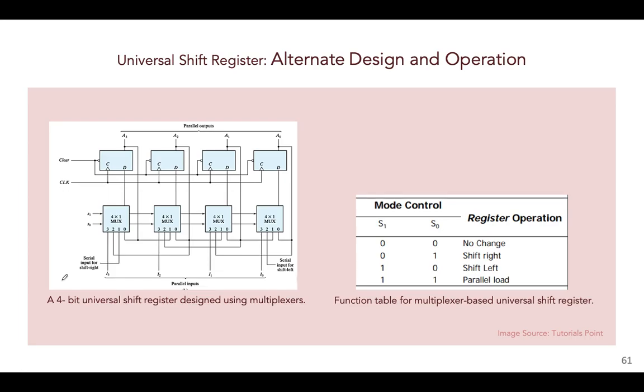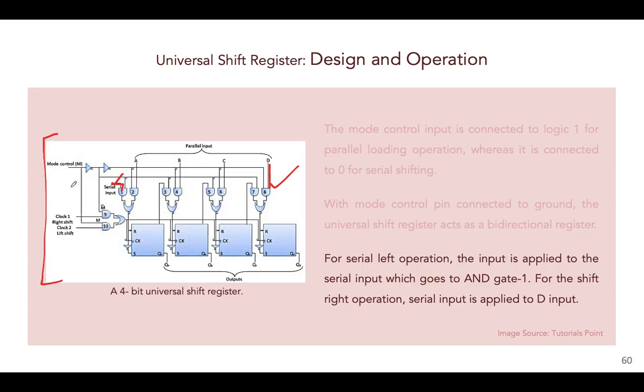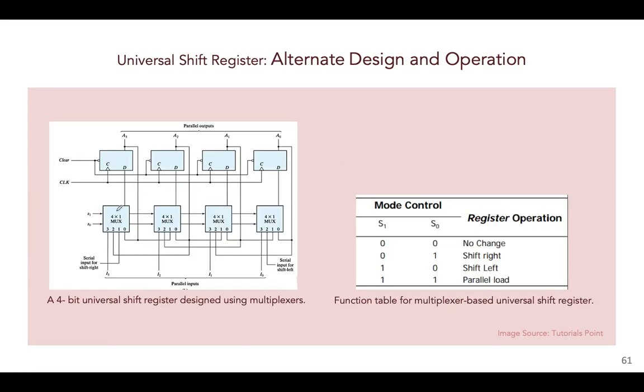Alright, here is an alternate design and operation of a universal shift register. Like we discussed earlier, it's not necessary that you have to design a certain circuit in a certain way. So here we use a combination of gates. Here we are using multiplexers. The end result will be the same. Both of these are universal shift registers. They perform the same functionality. It's just what components you use to design them. That's the only difference. Now, what happens in this case?